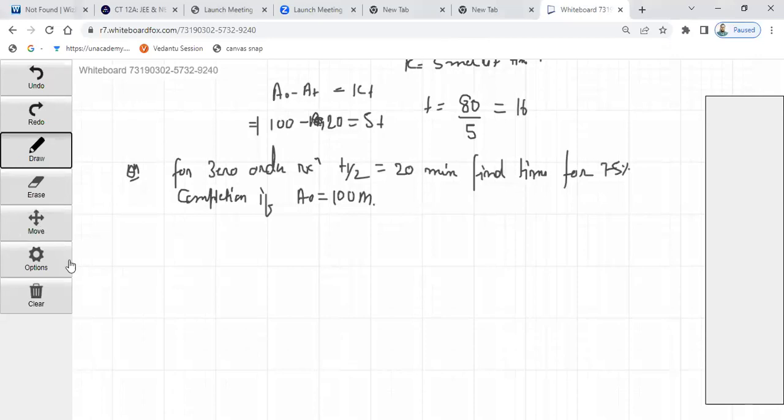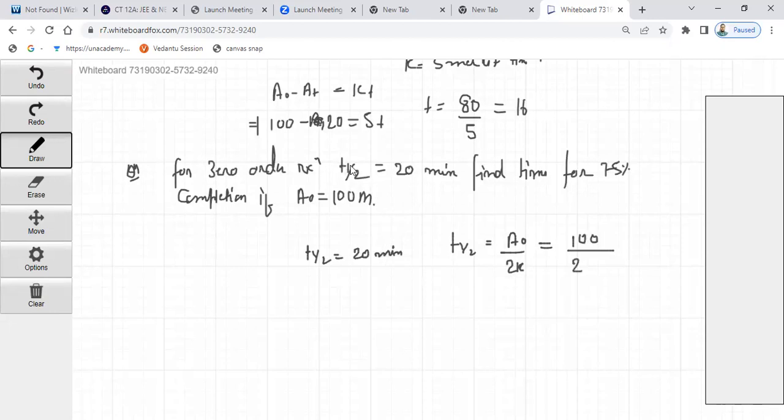If I write the question, T half value is equal to 20 minutes. Find the time. T half value is equal to A naught by 2K, which is 20 minutes. A naught value is equal to 100. This is the 2K value.